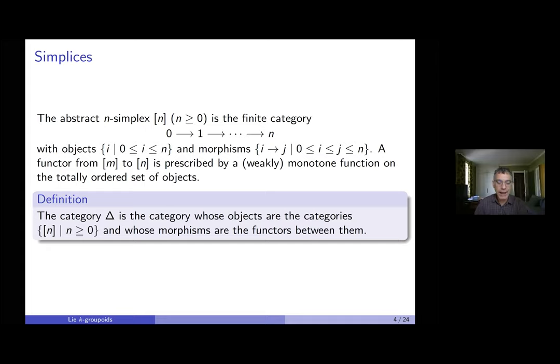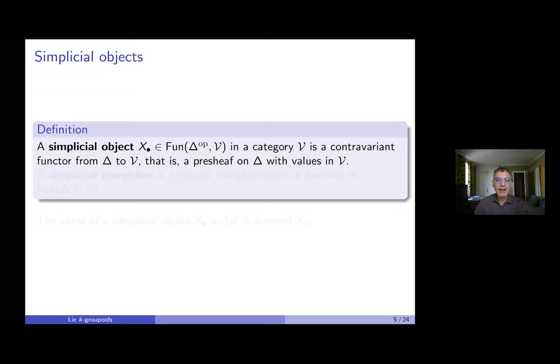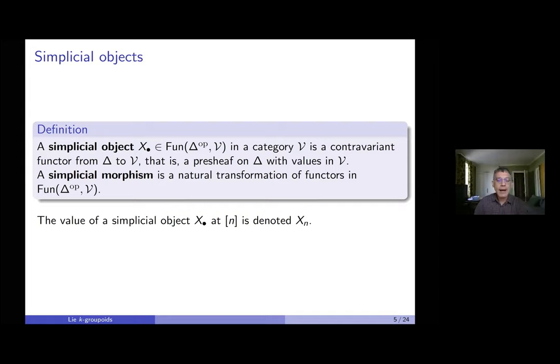Okay? So a simplicial object is a contravariant functor on delta with values in our category V, that is a presheaf. And a simplicial morphism is just a natural transformation of functors, okay? So following the usual notation of the subject, the value of a simplicial object at n is denoted X sub n.